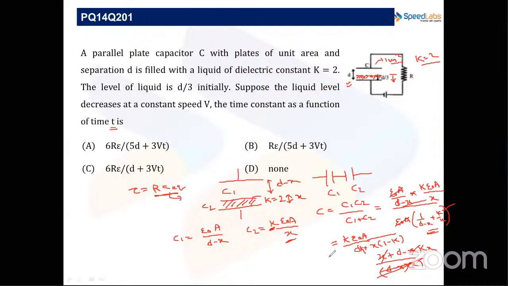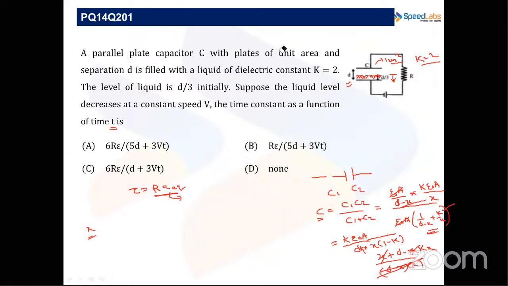Now everything is clear. So next is, now this x is continuously changing. So if we put just this value instead of here, then we are going to get our answer. So let me just clear the screen a little bit. So I'm going to write this value. थोड़ा सा neatly करते हैं. So it is R times this. So R K epsilon naught A times R. R is just resistance का value, divide by dk plus x into 1 minus k.